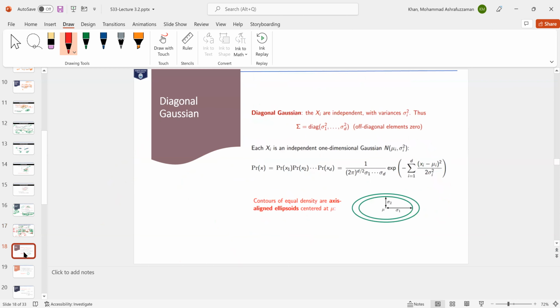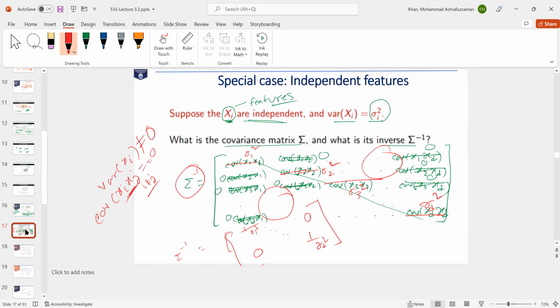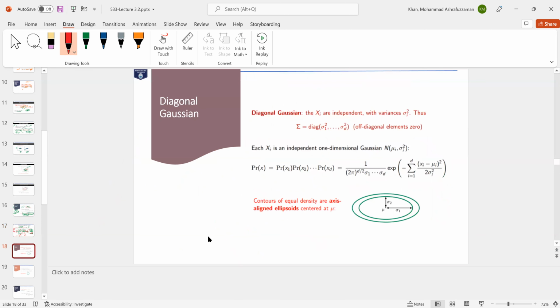Okay. Now this is the case for when we have independent features. Now we'll talk about another special case, diagonal Gaussian. So here the features are again independent, one-dimensional, and basically it's the previous case.